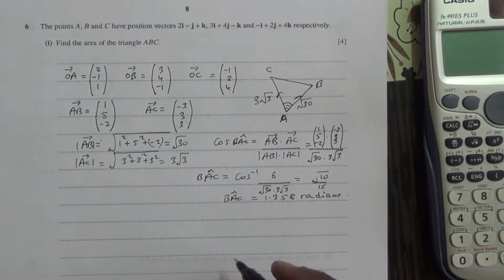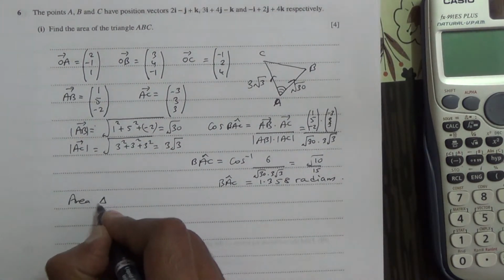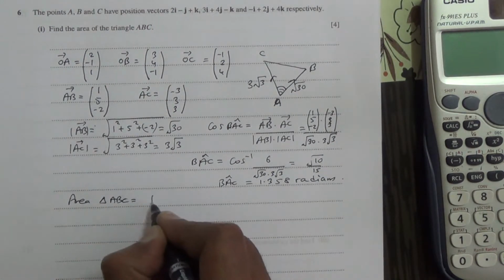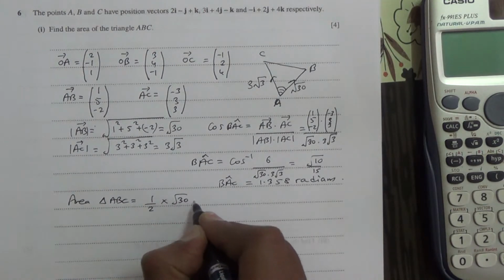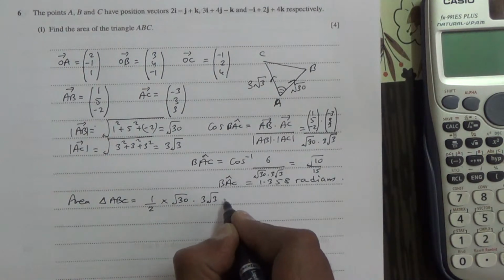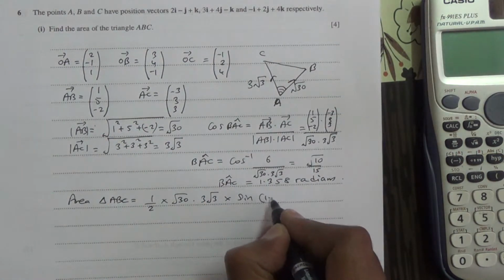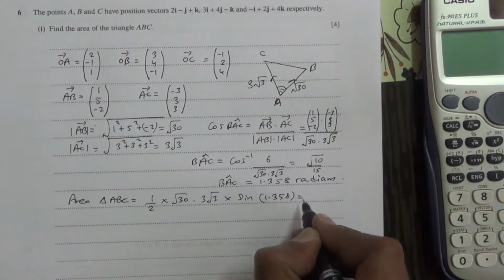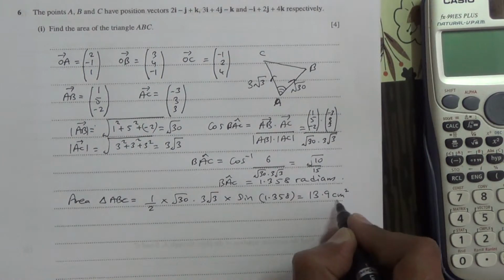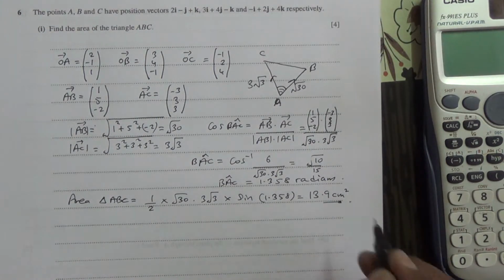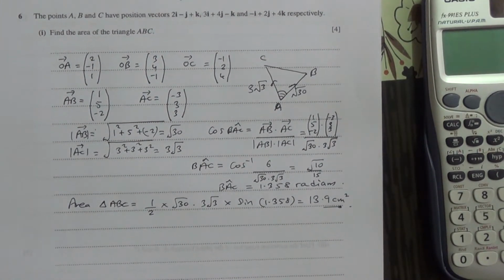So the area of triangle ABC is going to be half AB times AC times the sine of the angle between them. If you were to do that in your calculator, you should be able to get 13.9 centimeters. So I'm saying centimeters squared, it should be unit squared anyway, that's fine. So this is how we find the area of the vector triangle ABC.